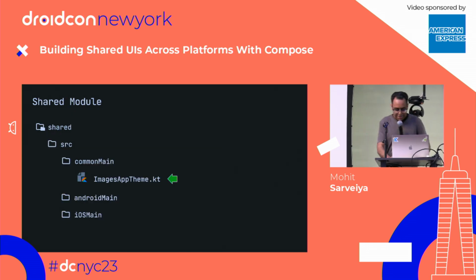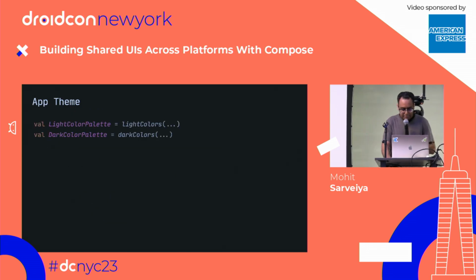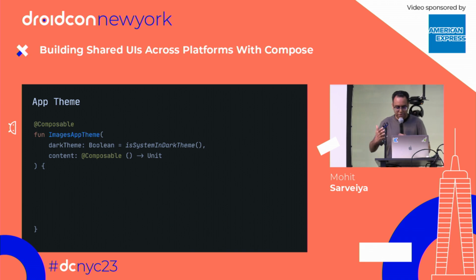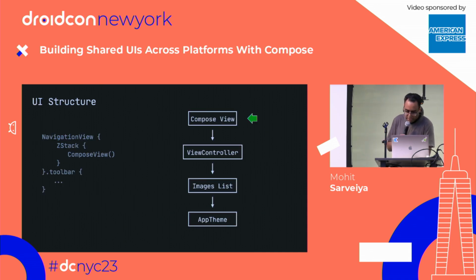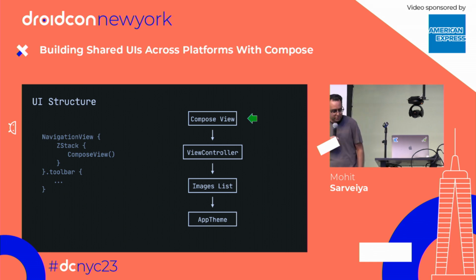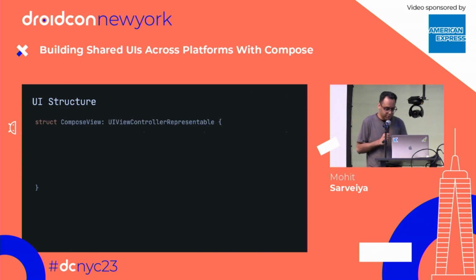So let's look at the theme. I copied this from a sample where you have a light theme and a dark theme, and then you've got a composable function, you give it your content, and then you do this thing right here called the MaterialTheme. So this has Kotlin Multiplatform support. We're going to use this theme in our shared composable function. And how are we going to bridge that world?